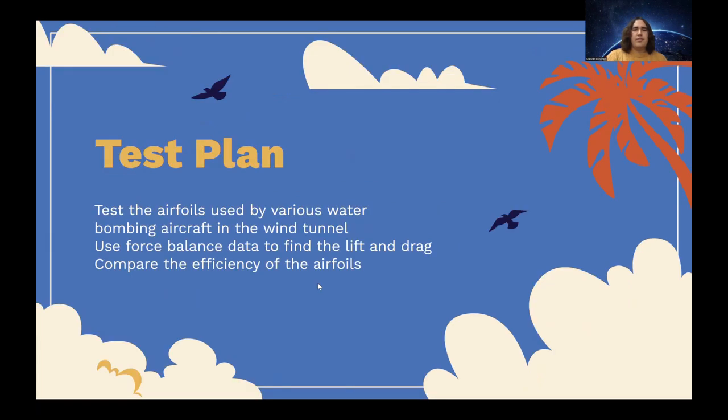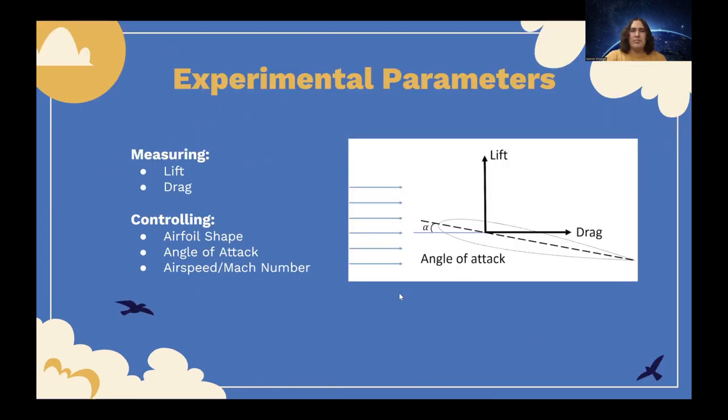So our test plan for this was to find the various airfoils used by water bombing aircraft and then test them in the wind tunnel by 3D printing them and then putting them on the force balance to find the lift and drag, and then compare the efficiency of the different airfoils. Our experimental parameters: we're measuring the lift and drag of the airfoil, and we're controlling the airfoils, the angle of attack, and the airspeed that the wind tunnel is going.